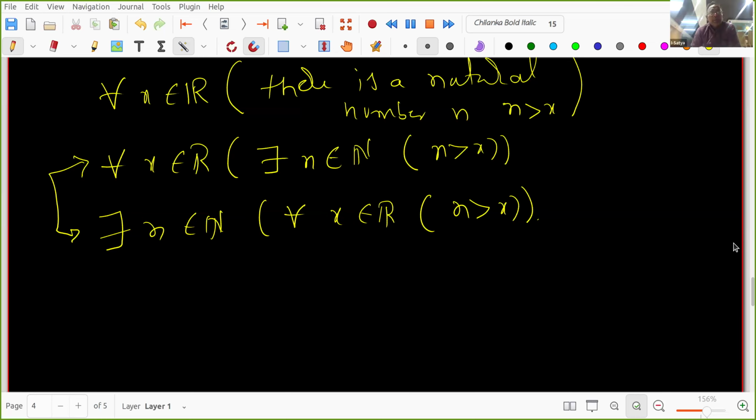Okay. So you are talking about the second one, right? Yes, sir. You are talking about the second sentence, not the first sentence? Sir, second. What are you saying in the second? Sir, there is a natural number which is greater than all real numbers. See the beauty. Good, very nice.